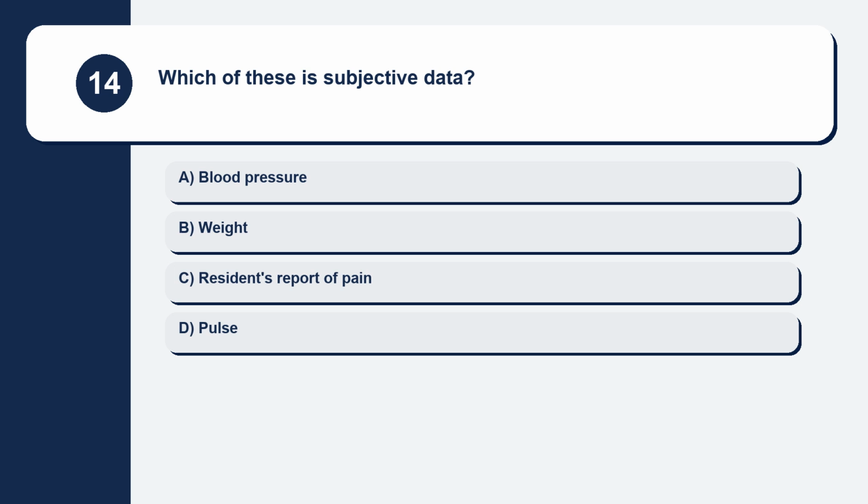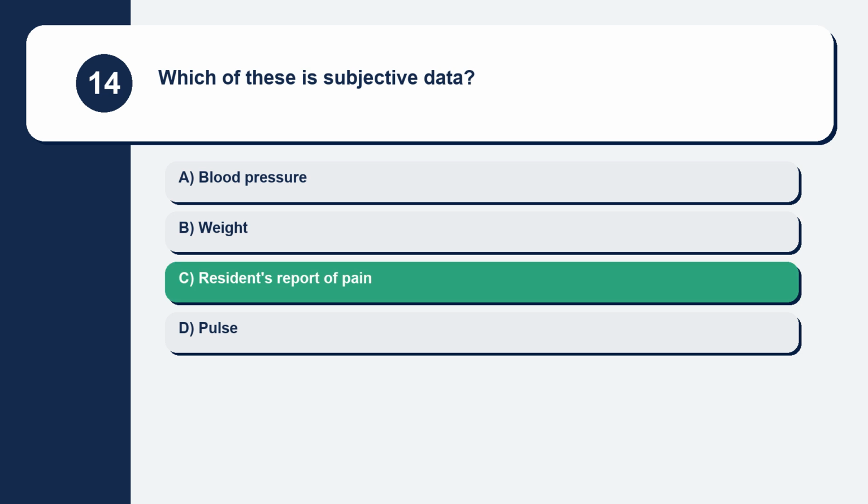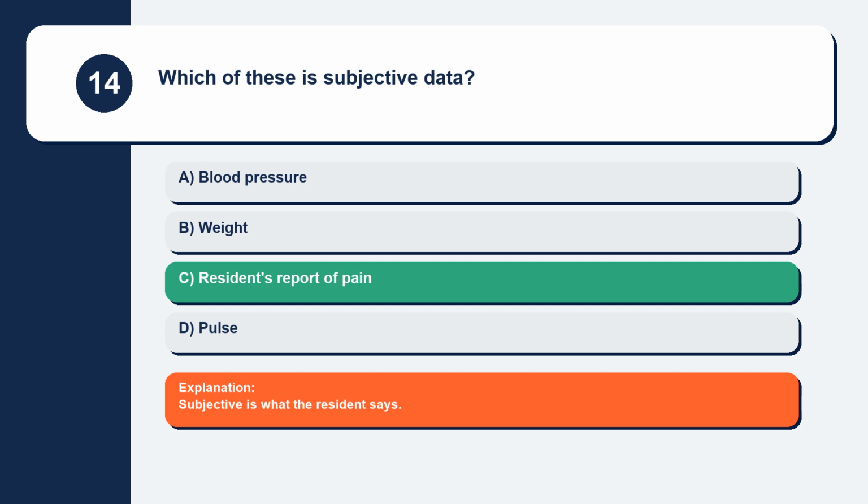Question 14. Which of these is subjective data? Blood pressure, weight, resident's report of pain, or pulse. Subjective is what the resident says.